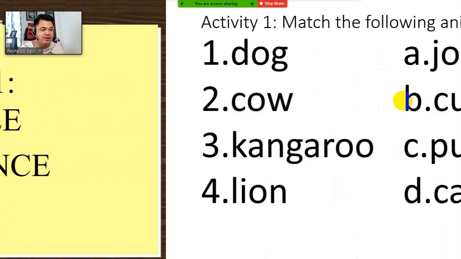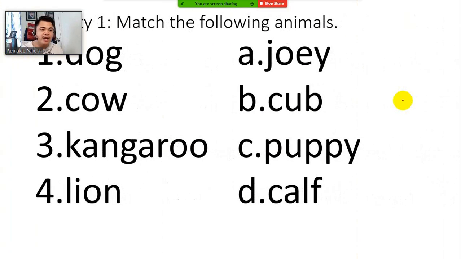Alright, so for our first activity, number 1, we have match the following animals, or matching type. For the first column, we have dog, cow, kangaroo, and lion. We have to take the correct answers from the second column: A, Joey, B, Cub, C, Puppy, D, Calf. Let's start with number 1, dog. What do you think is the answer among all the choices? Very good. It is letter C, Puppy. Puppy is the baby version of a dog.